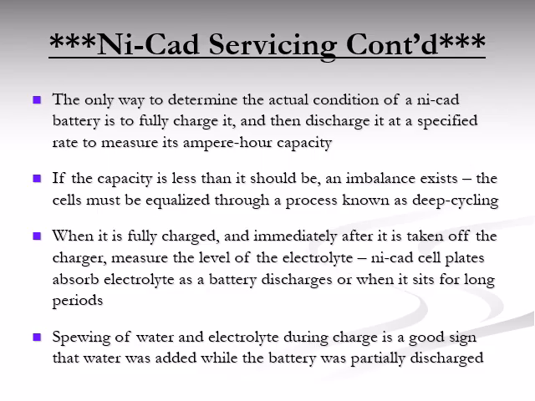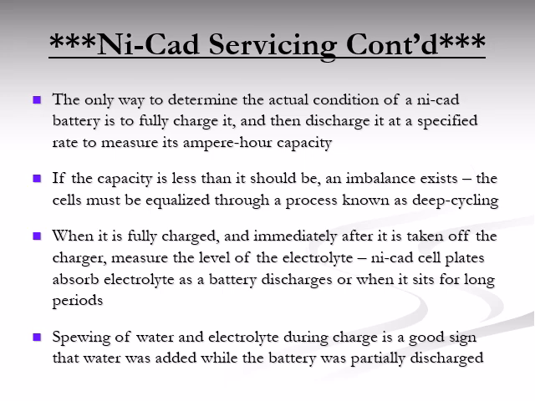The only accurate way to determine the true condition of a NiCad battery is to fully charge it, then discharge it at a specific rate to measure its ampere-hour capacity. If the battery delivers less capacity than expected, it indicates an imbalance between the cells.